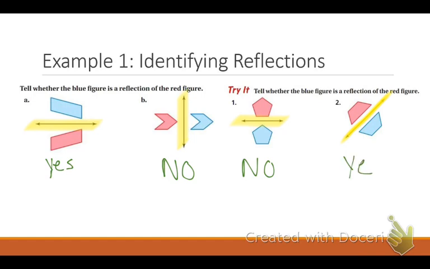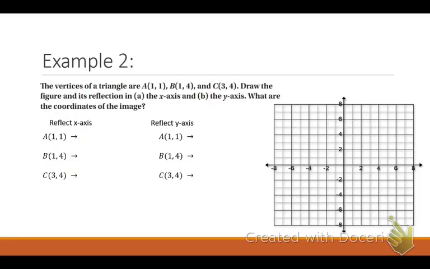Yes. All right, how'd you guys do on that? Did okay? Yes, it's a flip because you can see that the long side is close on both sides to the line of reflection. All right, any questions? So really the key here is, is it a true flip across the line of reflection? All right, here we go with example 2.